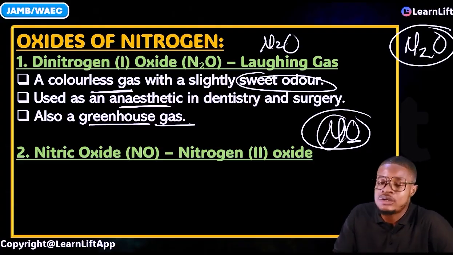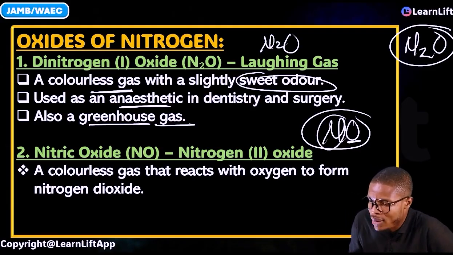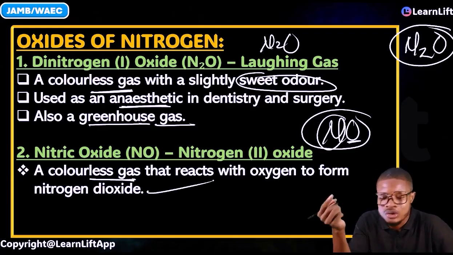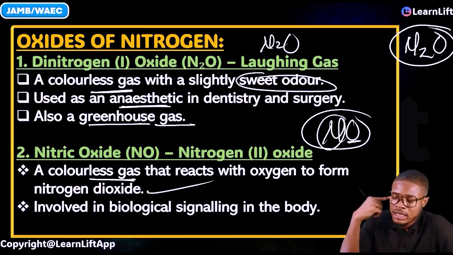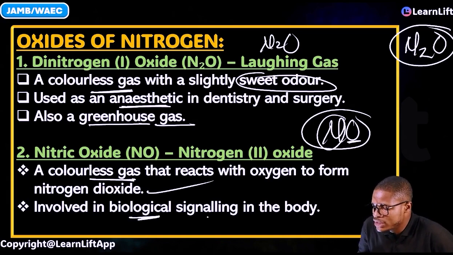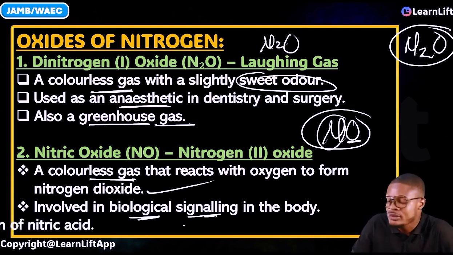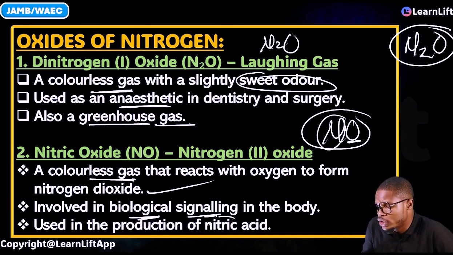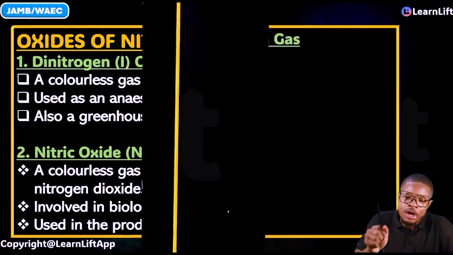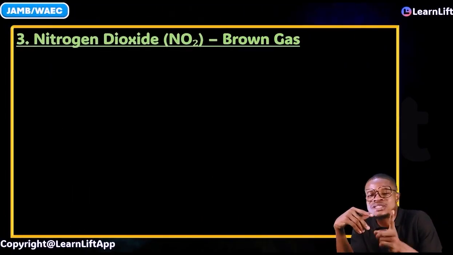Now, what should I know about your nitrogen(II) oxide? Number one, it is a colorless gas that reacts with oxygen to form nitrogen dioxide. Another thing very quickly is that it is involved in biological signaling in the body. Another thing is that it is used in the production of nitric acid.